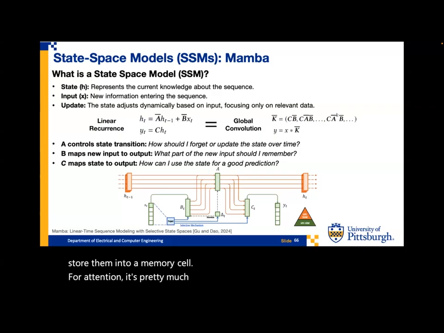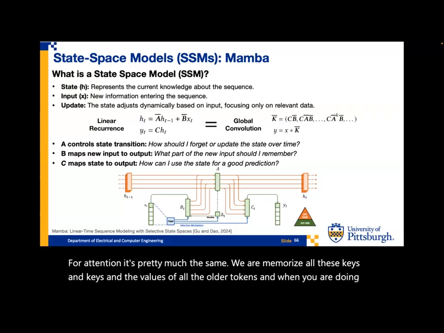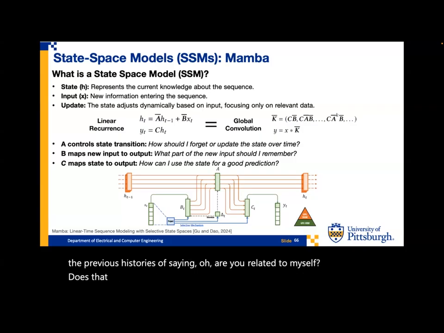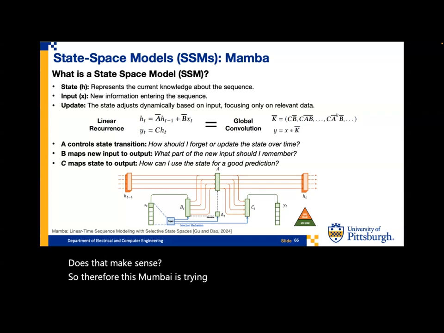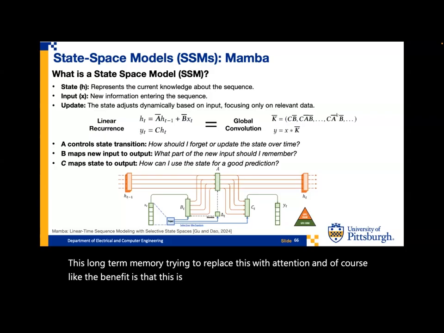We memorize all the keys and the values of all the tokens. And when you are doing attention, the new token is a query, and it's asking all the previous histories, are you related to myself? Does that make sense? So therefore, Mamba is trying to revive this long short-term memory, trying to replace attention with it. And of course, the benefit is that this is going to give you faster, lower latency. Okay.